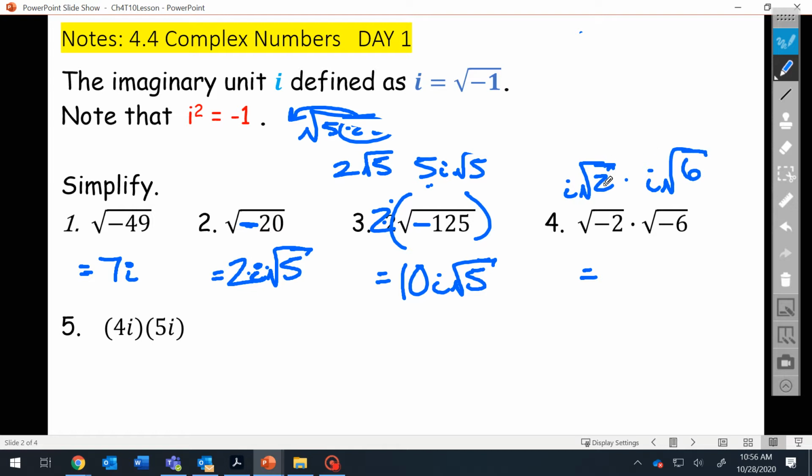Because you can only combine them when these two are positive. You can't do it when they're negative. So to make them positive, we need to bring out the i. Now this becomes i times i, which is i squared, and 2 times 6, which is square root 12. Now we don't write i squared because i squared is equal to negative 1. So this would be negative 1 square root 12, or just negative square root 12.